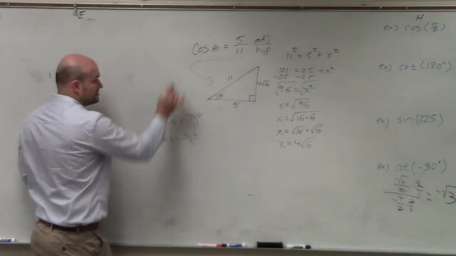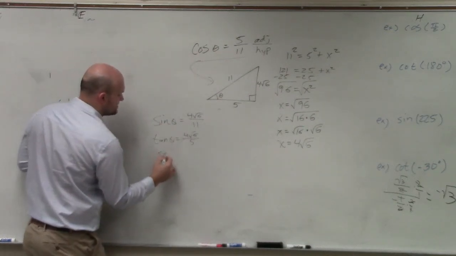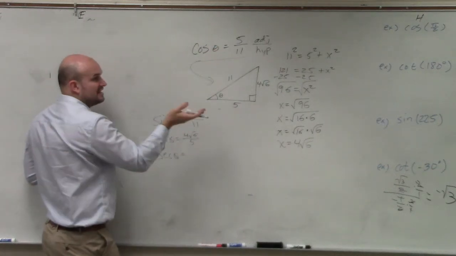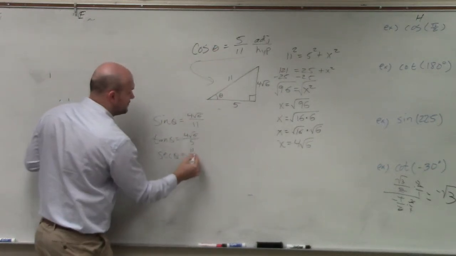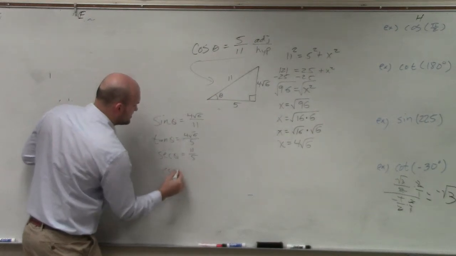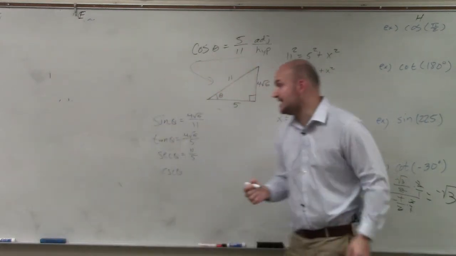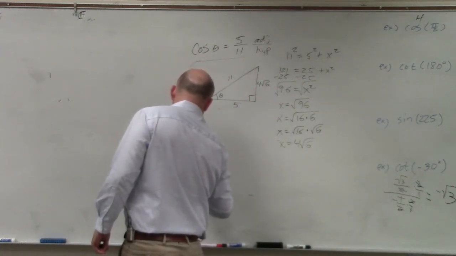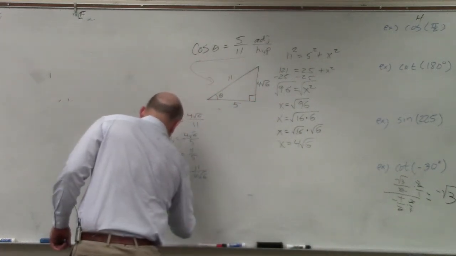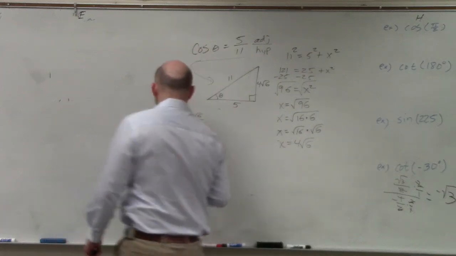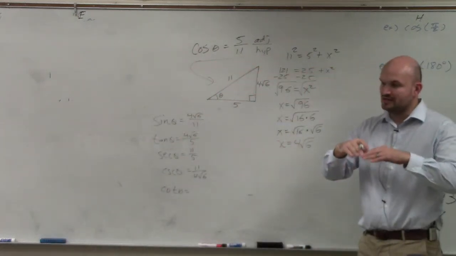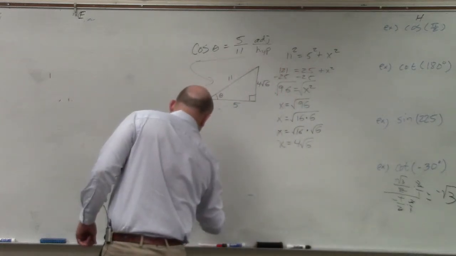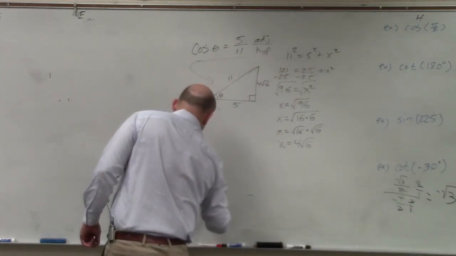Let's do the reciprocals of each of these. Secant of theta is the reciprocal of cosine, or we could say that's hypotenuse over adjacent, so that's 11 over 5. Cosecant of theta is the reciprocal of sine. So that's going to be 11 over 4 radical 6. And cotangent of theta is the reciprocal of tangent, or it's adjacent over opposite in your notes. So that is 5 over 4 radical 6.